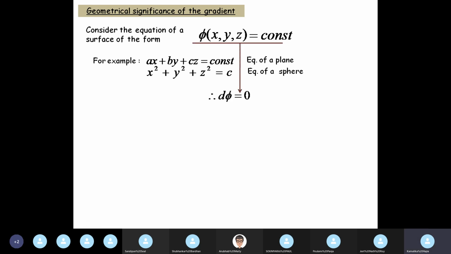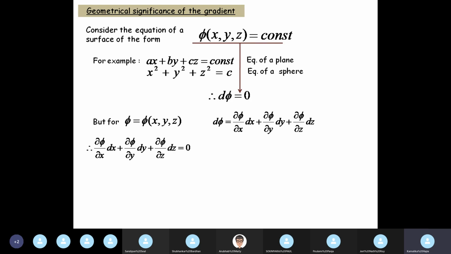Since phi is constant, therefore d phi equal to 0. But we had seen when we were doing partial derivatives that if phi equal to phi(x, y, z), then d phi equal to del phi del x dx plus del phi del y dy plus del phi del z dz. This is written in the partial derivative slide. This is a formula that is true for partial derivatives. Now this is equal to 0 since phi equal to constant and d phi equal to 0. So basically this expression becomes equal to 0.